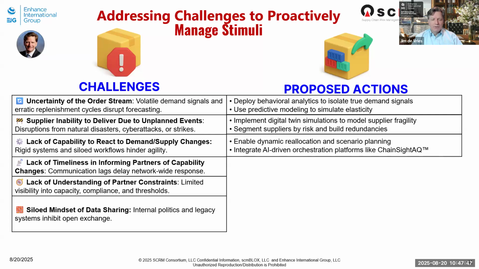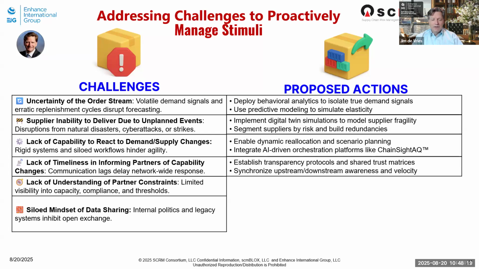Then the next is lack of capability to react to supply demand changes: enable dynamic reallocation and scenario planning. We've talked about that. We do have a tool out there we just launched, ChangeSite AQ, that does the probabilistic stochastic analysis because you can't do it in real time. It includes the scenario planning. There are some other tools out there, but look for tools that can help you with that probabilistic stochastic problem. In today's world, we have it. And Greg was doing it back in 2000 and he needed a Cray computer. And now we can start doing it ourselves with AI.